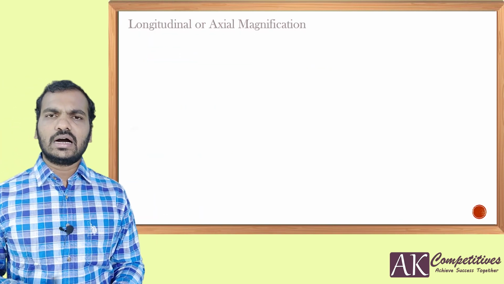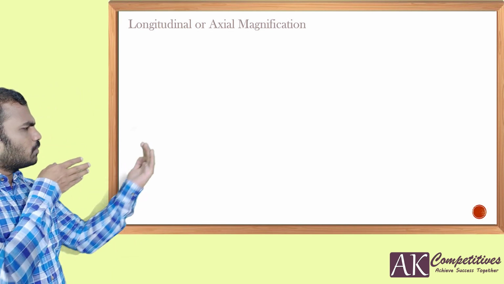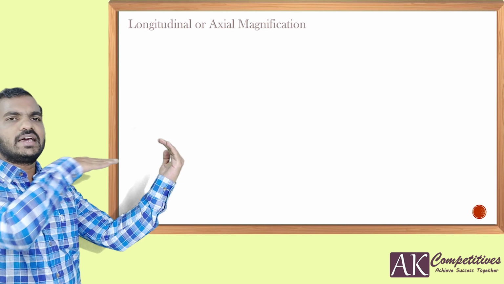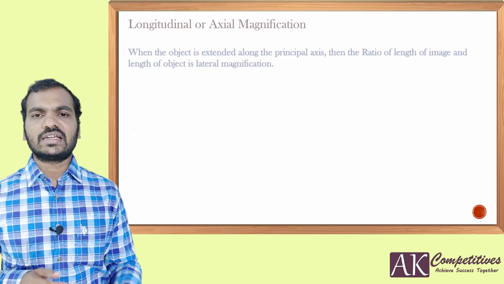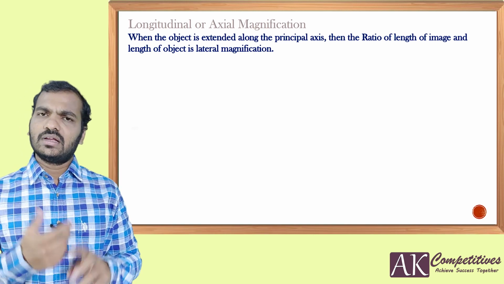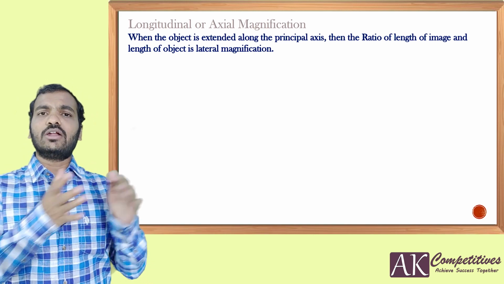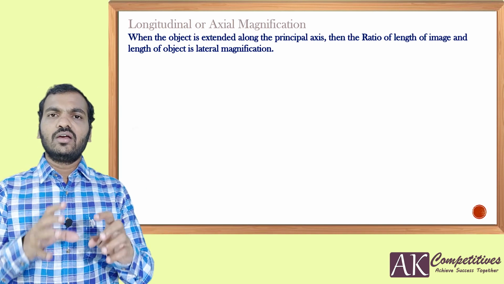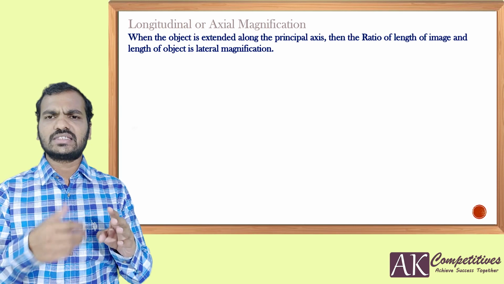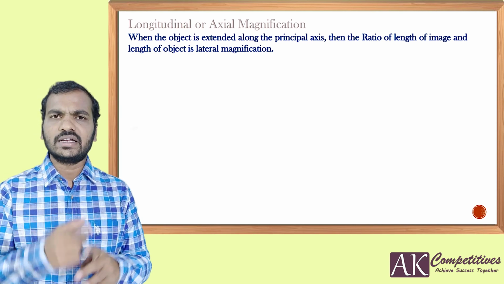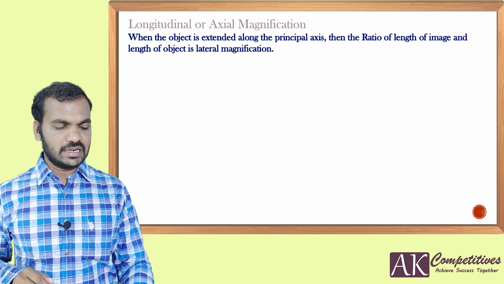Longitudinal or axial magnification. I told you, right? When you keep the object along the principal axis, if this is the mirror, how are you able to find this? Let us see a diagram again, but before the diagram, as usual, we'll see the definition. When the object is kept along the principal axis, what is the ratio of the size of the image to the size of the object? Basically, the length of the image to the length of the object is called longitudinal or axial magnification.